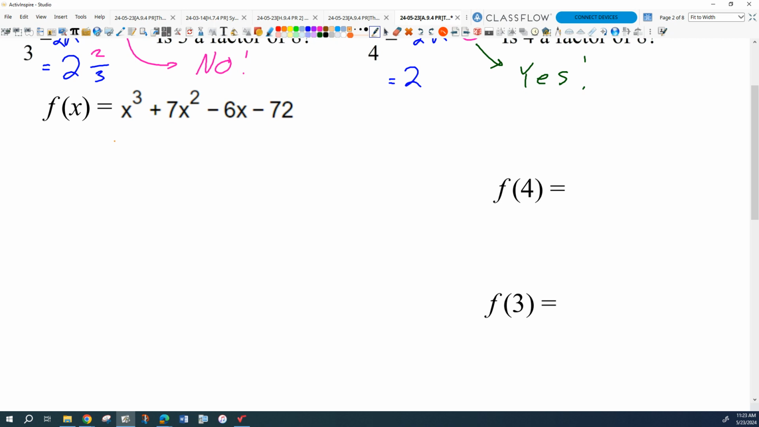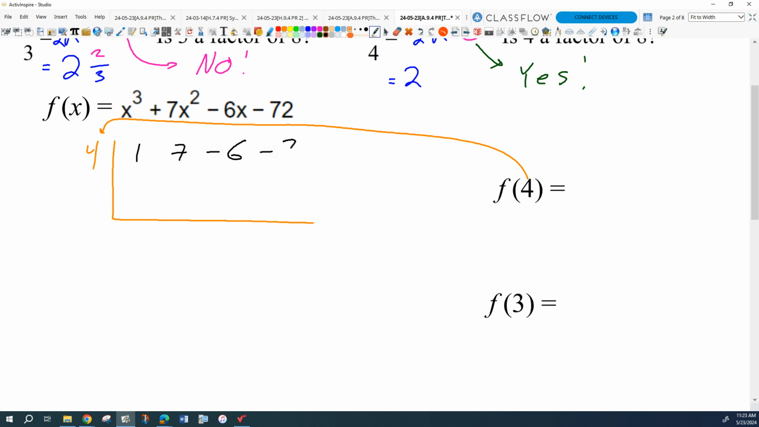This is one of the tricks we learned back in Unit 7. Remember what we can do. The number that we're plugging into the function goes where in my synthetic bracket? Good, that's the outside number. So if I plug 4 in, 4 is the number that's going to go out there. What numbers do I put in my top row? Good, I put the coefficients. So 1, 7, -6, and -72. Now let's just do the process. And that's my remainder box, right?